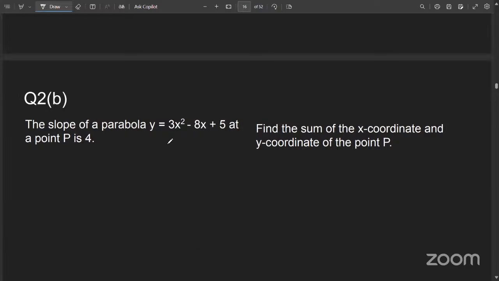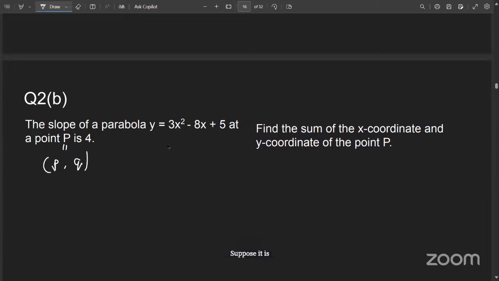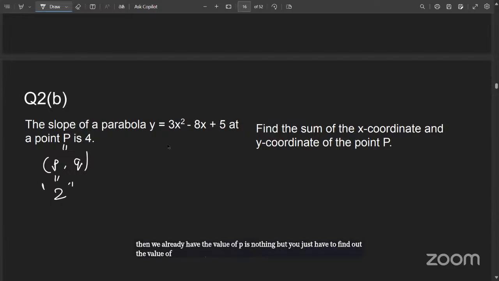Find the sum of the x coordinate and y coordinate of a point P. From the previous question, take this capital point P. Suppose the x coordinate is small p and the y coordinate is small q. Then we already have the value of p, which is 2. You just have to find the value of q and then sum it up.